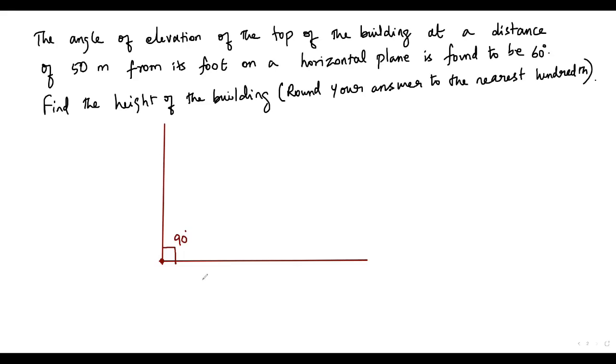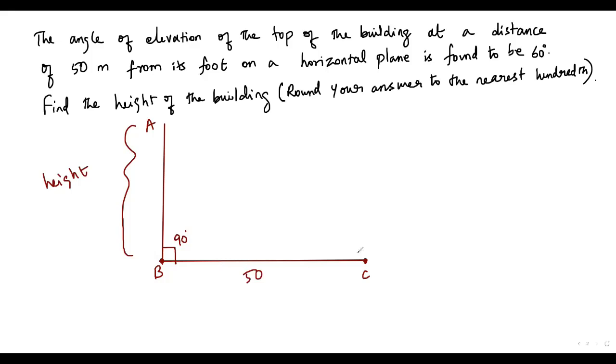Okay, so here this is the foot of the building, and we have to consider a point which is 50 meter from its foot on the horizontal plane. Let's say this is point C, and this point is 50 meter away from its foot. Let me consider this is point B, and this is A. So AB represents the height of the building. C is the point on the horizontal plane which is 50 meter away from the foot of the building.